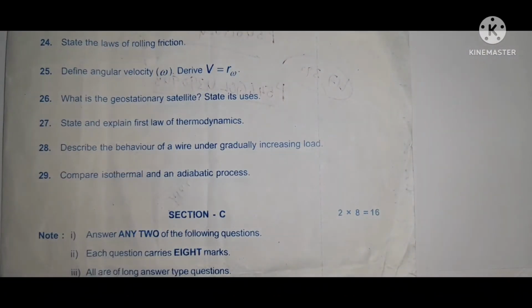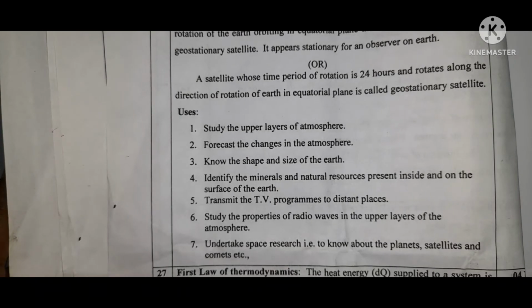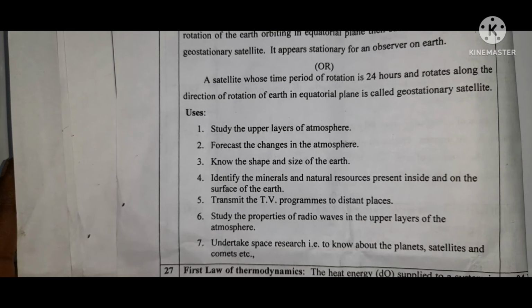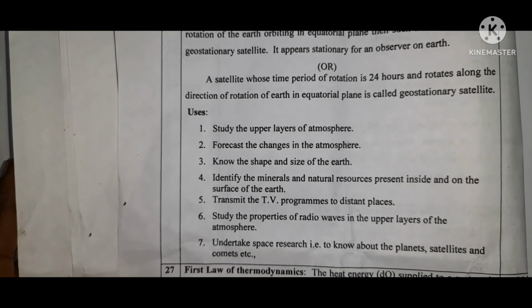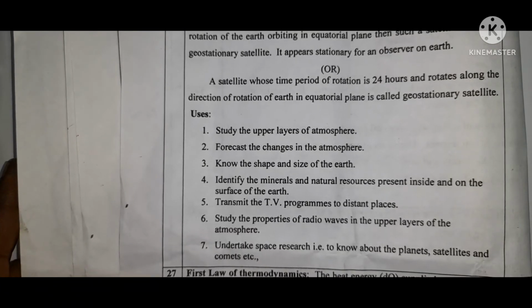Next, 26 will be given. What are geostationary satellites? State their uses. That is an easy question. Simply, the satellite whose time period of rotation is 24 hours, rotating in the direction of the rotation of the earth in the equatorial plane, is called a geostationary satellite. Uses: study the upper layers of the atmosphere, forecast changes in the atmosphere, know the shape and size of the earth, identify minerals and natural resources present inside the surface of the earth, and transmit TV programs to distant places. Any 3 you can write. Definition for 1 mark, 3 uses for 3 marks. Total will be 4 marks.